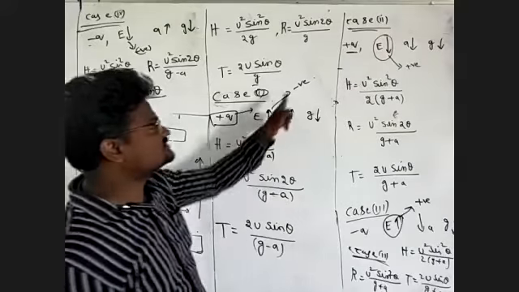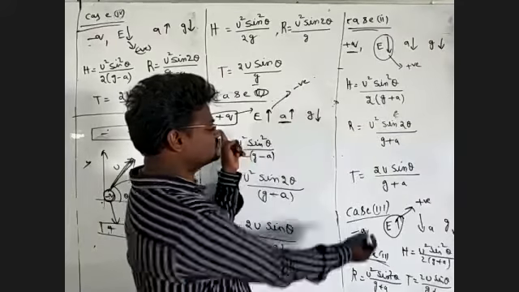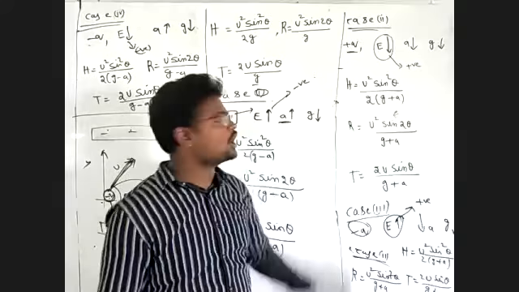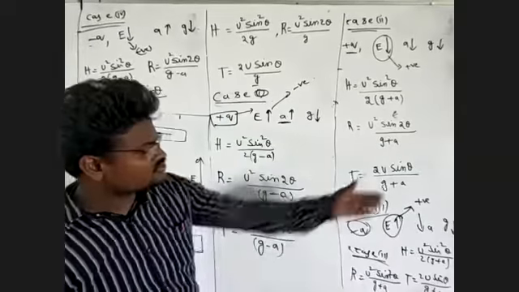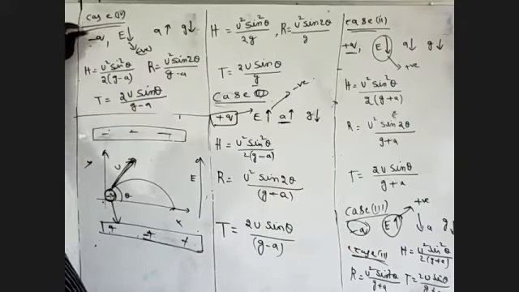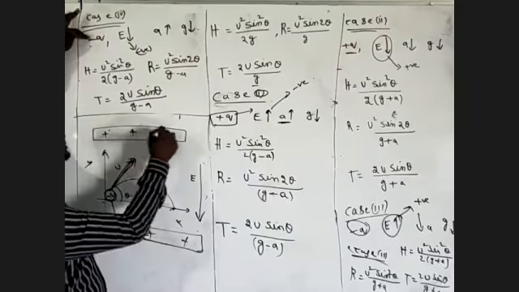First case: if the electric field is up, a positive charge accelerates up. For a negative charge with the electric field up, you take the opposite. Now positive means g plus a, g plus a. Now case number 4: negative charge, direction of electric field is downward, positive.